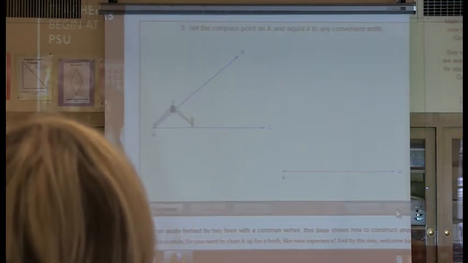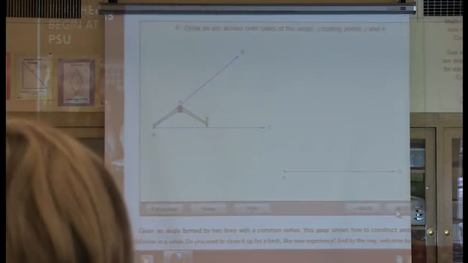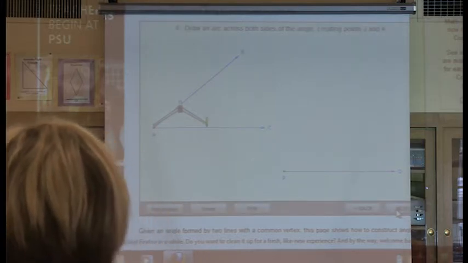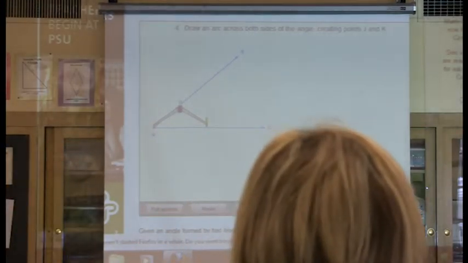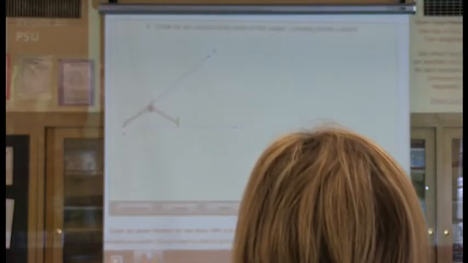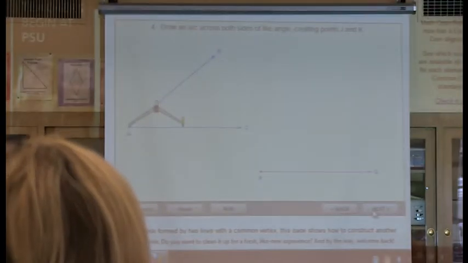Okay, next. Look at where they put their compass. The little yellow piece is the pencil part. Okay, so the pointed edge of the compass is over there on A. And there, it doesn't matter how long it is or anything at this point. So you're just setting up your compass so that it's there on A.